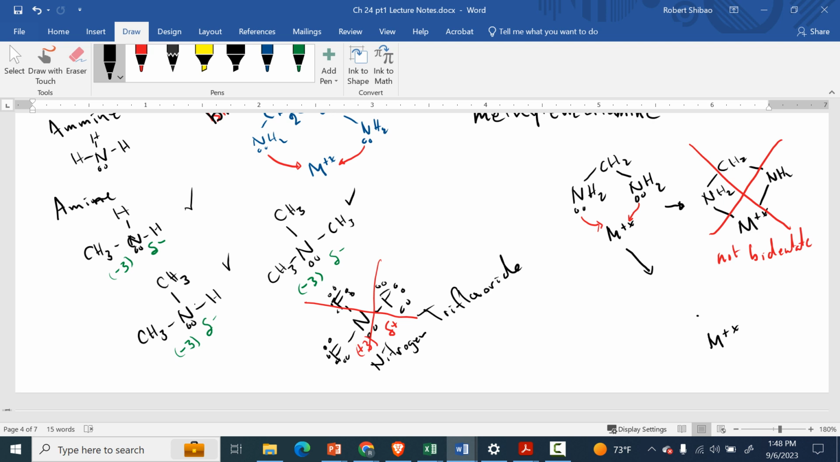Instead, what's going to happen is this. Just one of these will bind. And the rest of the molecule is just going to flap around. So we'll have a lone pair on this nitrogen. And so it's not bidentate, it's monodentate due to ring strain.